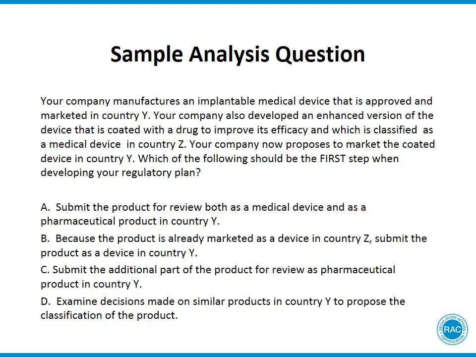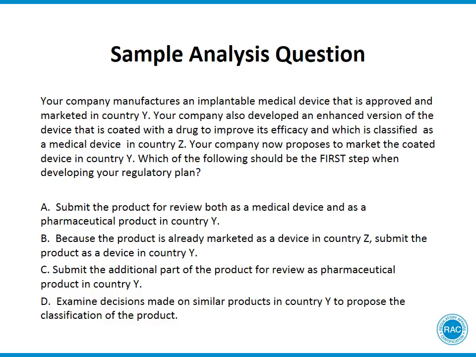So let's look at possible responses. Response A indicates that you will prepare and submit dual submissions, both as a device and a pharmaceutical or medicinal product. This will require extensive work, duplication of effort, and expense. Is this the best way to begin your regulatory plan? No, it's not. Response B suggests that you go ahead and submit the product to country Y as a device, relying on the fact that it is classified as a device in country Z. Your regulatory experience should tell you that this is not a viable first step. Product classifications are not the same in all countries or regions.